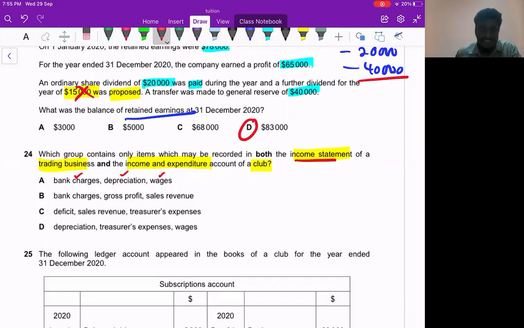But let me check B, C, D, why wrong. B, bank charges, yes. Gross profit and sales revenue, no. In a club, we don't write sales revenue, because sales revenue goes to the trading account, and gross profit also we don't have. So wrong. In an income statement, we don't have deficit. Deficit is only for the club. Treasurer's expenses: in a normal trading business, we don't have a treasurer. So the others are wrong. Answer A.